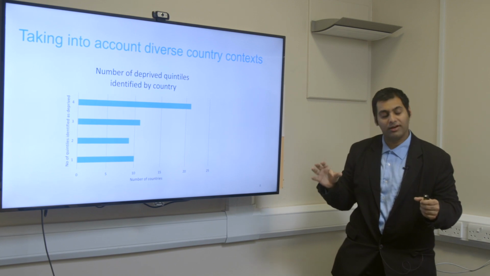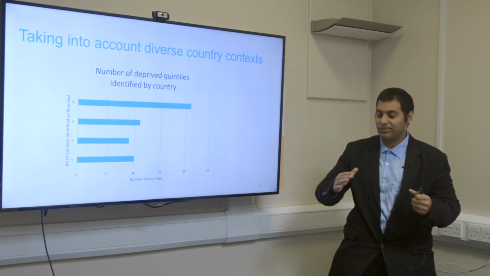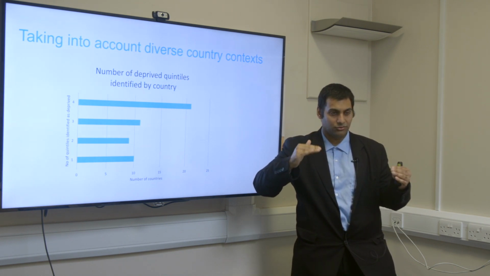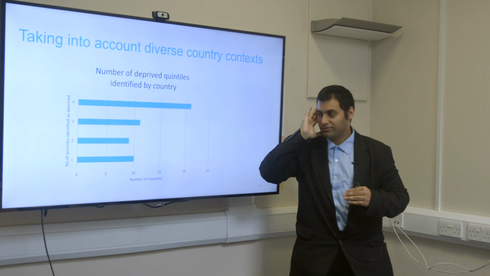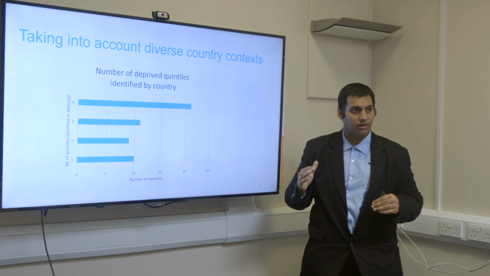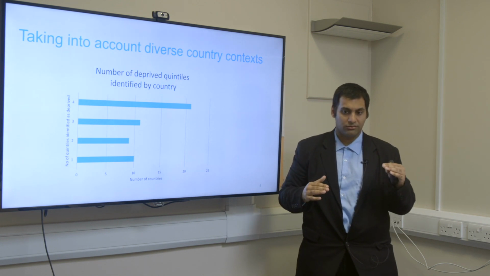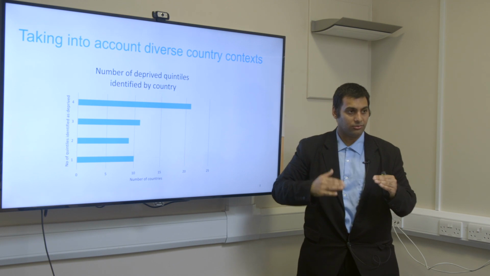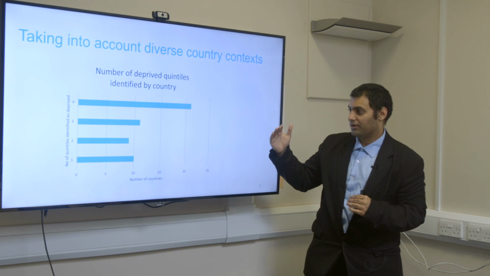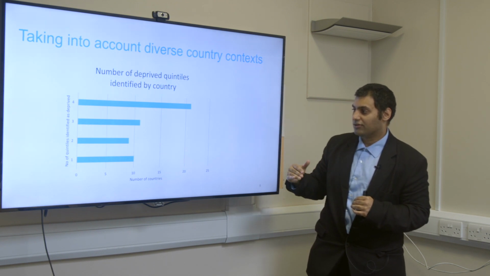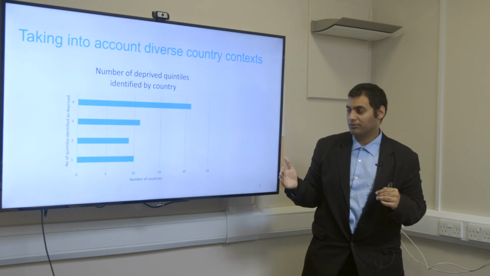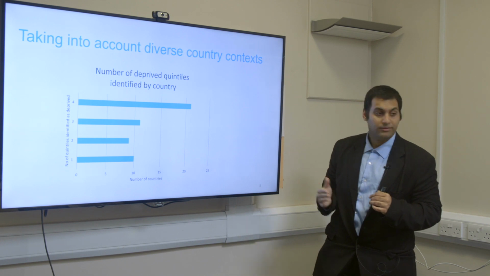So we had to classify countries as type A countries if they had 4 quintiles above the poverty line and only 1 quintile below the poverty line. Type B1 and B2 countries are countries that had either 2 quintiles below and 3 quintiles above the poverty line, or 3 quintiles below and 2 quintiles above the poverty line. And then type C countries, which were 4 wealth quintiles above the poverty line and 1 wealth quintile below the poverty line.